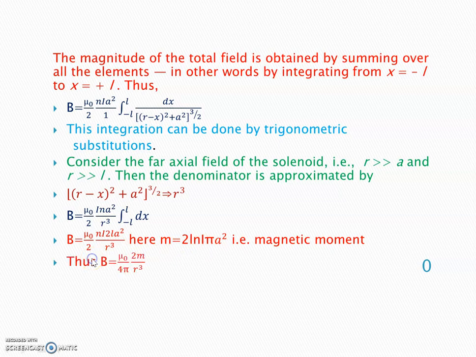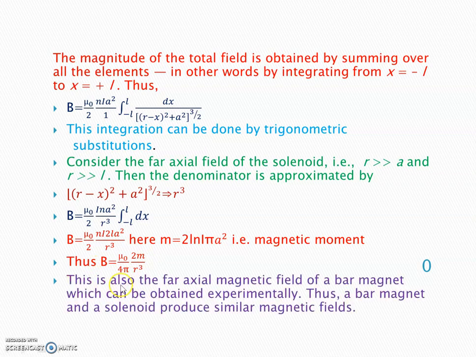Now this relation can be rewritten as B equals to mu naught times 2m upon 4 pi r cube. Thus this is the formula for magnetic field due to a current carrying solenoid, which can be obtained for a bar magnet also. Now this bar magnet and a solenoid produce similar magnetic field.